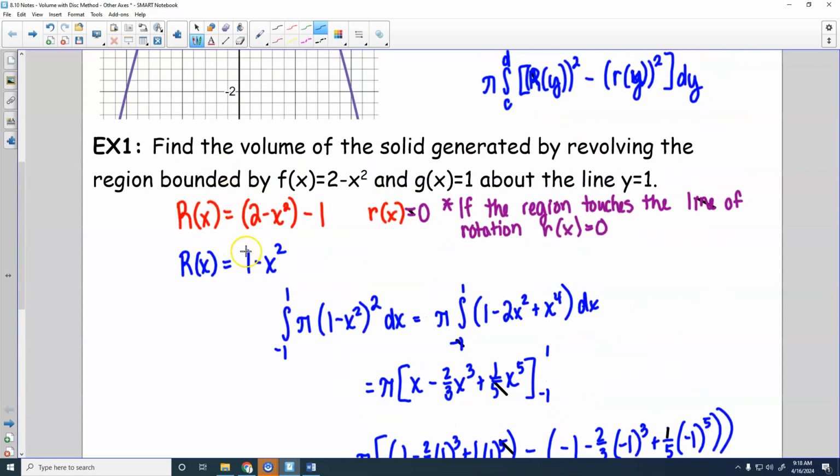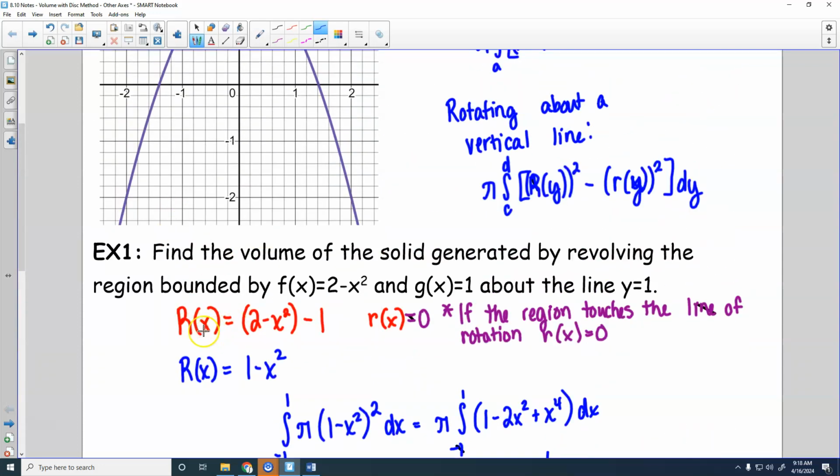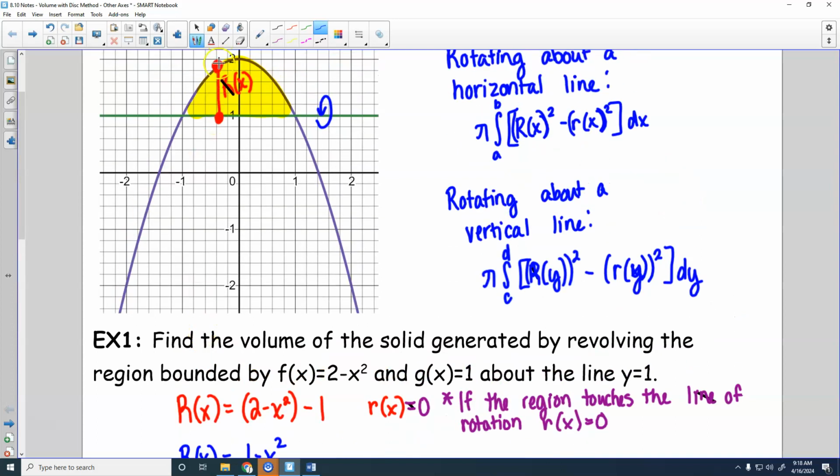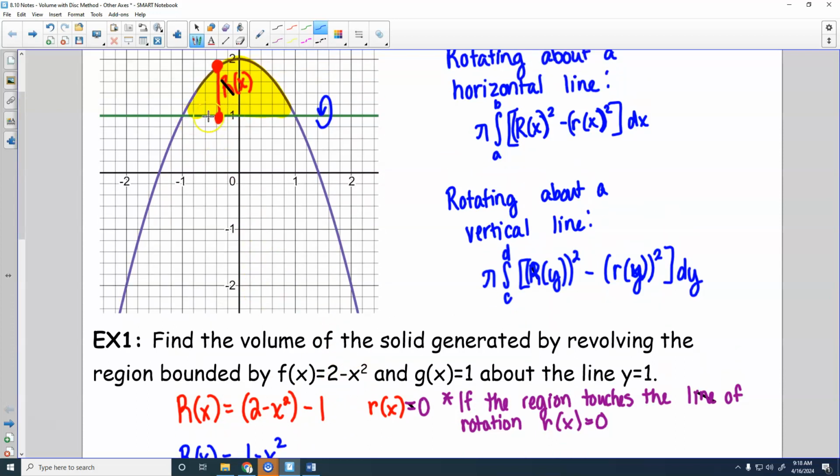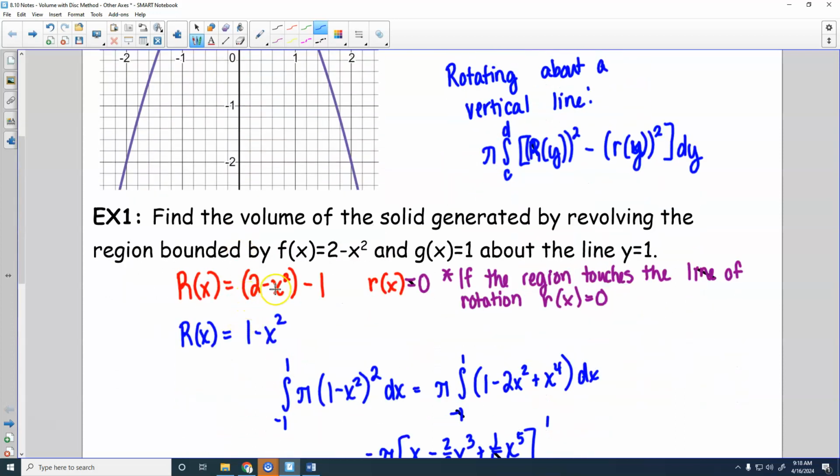So our capital R of x was the equation for the top, right here, which is 2 minus x squared, minus the equation for the bottom, which is just 1. So when I do 2 minus x squared minus 1, I can just subtract 1 from that 2, and I'll get 1 minus x squared there. So that is your outside radius.